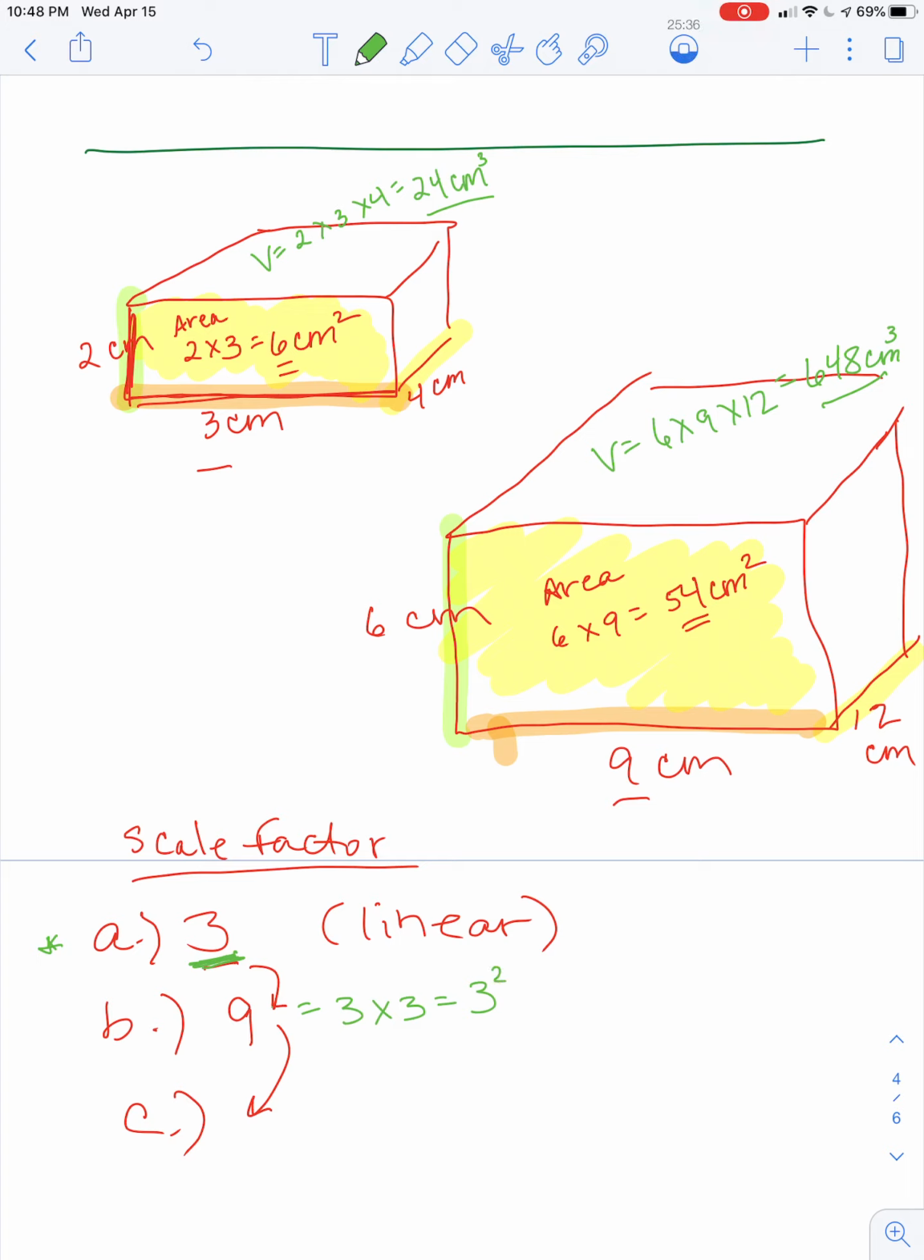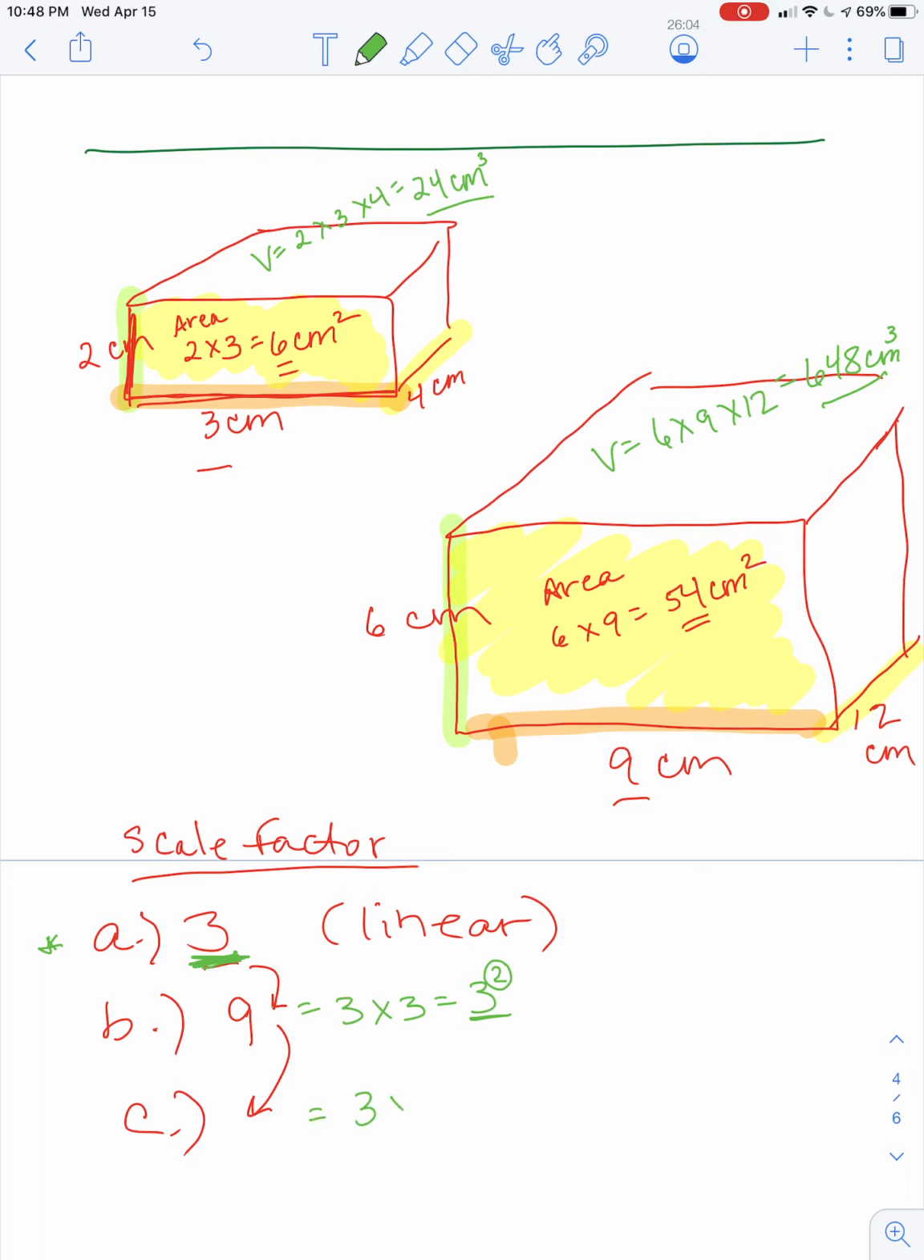So if I square, now I'm talking area, and whenever we have area, we always have this squared up here. So if I take my scale factor and I square it, I get the increase, how many times bigger my larger rectangular prism is than my smaller. Now think about that. If that's the case for area, what do you think I would do for my volume?